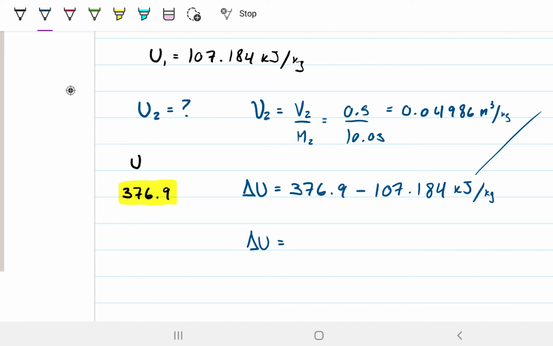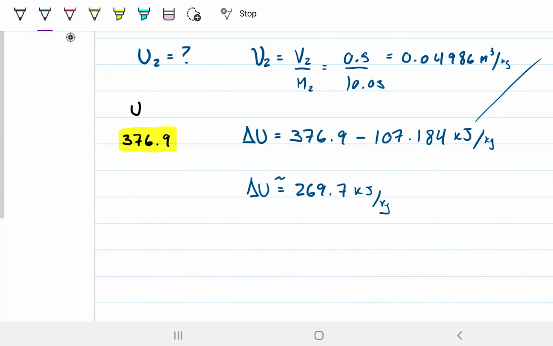And what we find is that this difference is approximately 269.7 kilojoules per kilogram. We know the mass, about 10.03, so I can multiply that difference by the mass. So we'll do delta U times the mass, with the uppercase U, and this is going to be about 10 times greater, 2705.3, and that now is in kilojoules, not in kilojoules per kilogram.